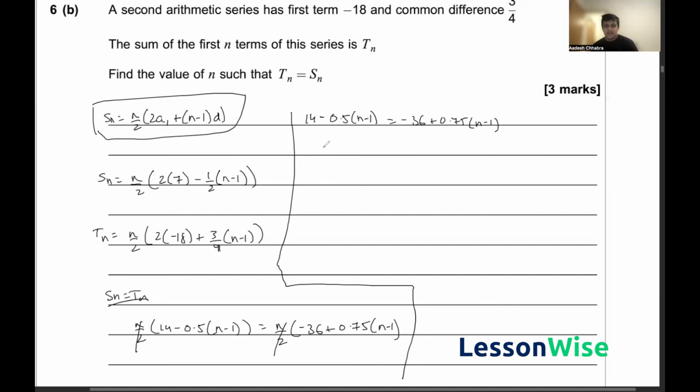Essentially, we get that 50 would be equal to 1.25 of n minus 1. And then rearranging this further, we get that n is equal to 50 divided by 1.25 plus 1, which gives us n as equal to 41. So the value of n at which Tn is equal to Sn is 41.